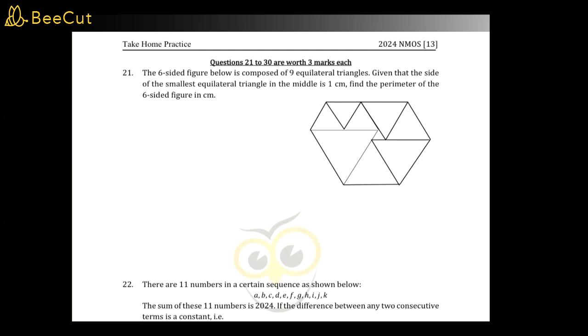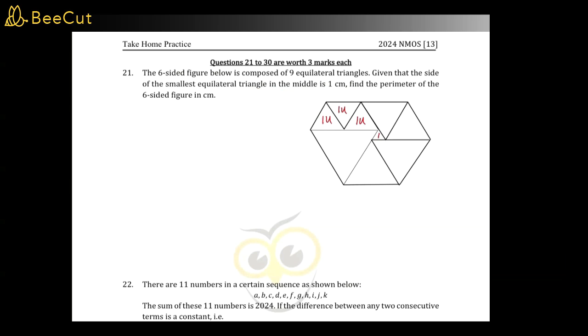Now, in question 21, this one is a 6-sided figure. So we have 9 equilateral triangles in the figure. Now, one side of the small equilateral triangle in the middle is 1 cm. There's 1. And let's say the second smallest, one side equals 1 U. There's 1 U, 1 U.